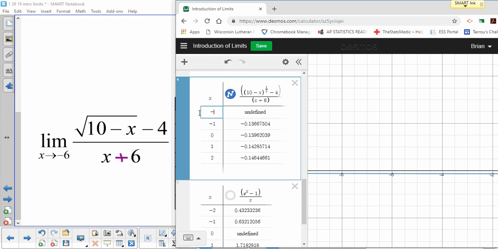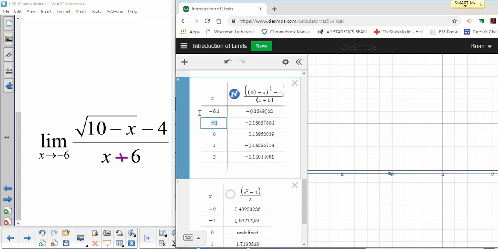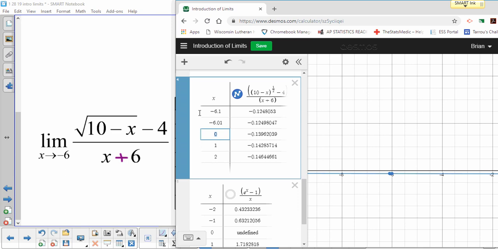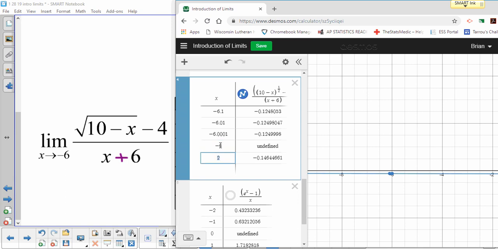So left would be negative 6.1, and then negative 6.01, and then we get a little closer. And sometimes I just hate doing this. Let's just get crazy. Let's just get close. And you can see, yeah, it approaches negative 0.125. To the other side, if we actually plug in negative 6, it doesn't work. But then if we go to the other side, like negative 5.9, I'm just going to get really close. You can see that and confirm it. Yeah, it approaches the same value from both sides.